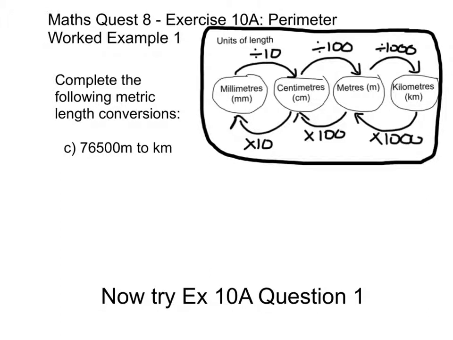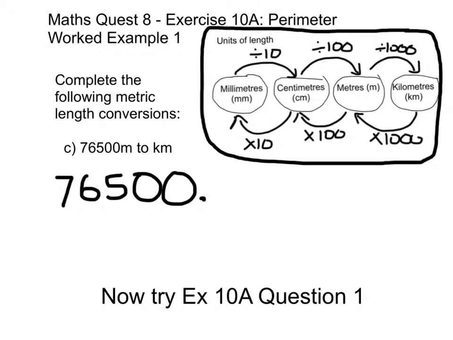So part C is asking us to convert 76,500 metres into kilometres. So let's start by writing down our number, 76,500. On that number, our decimal place is at the end. And it wants us to convert metres into kilometres. So we're not multiplying this time, we're going the other way. We're dividing by 1,000.